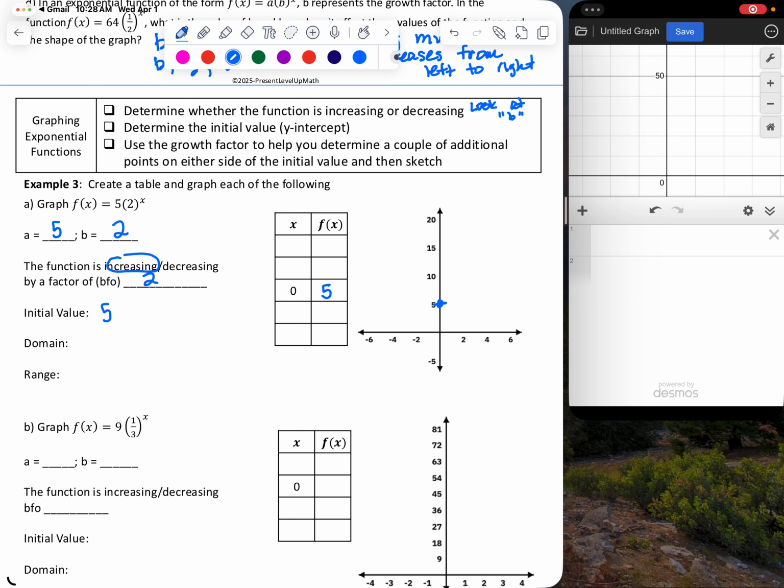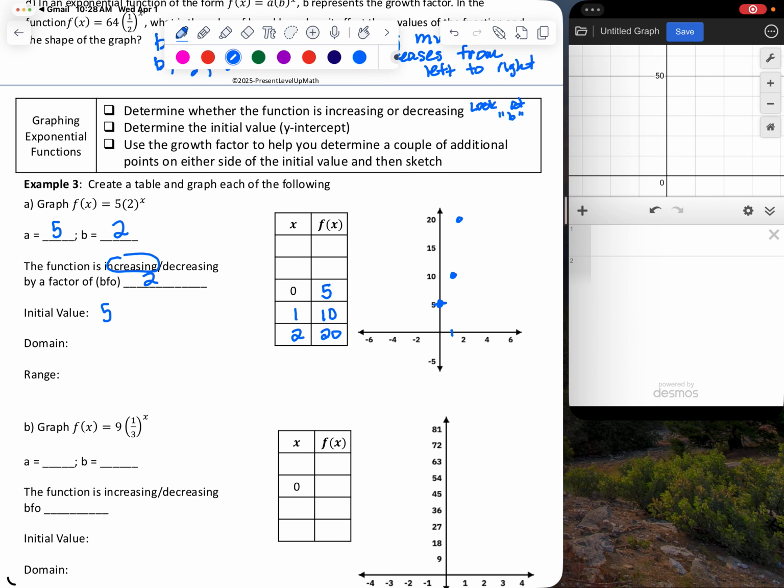All right. Now, to get additional points, I could increase my x by 1, and the y values would increase by a factor of 2. So 5 times 2 would give me 10. So (1, 10) would be about right there. Now, for my x, let's go up by 1 again. So when x goes up by 1, the y values multiply by a factor of 2. So this would be 20. So (2, 20) would be like up here.